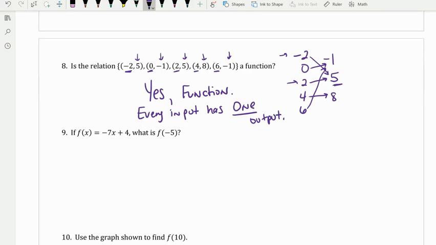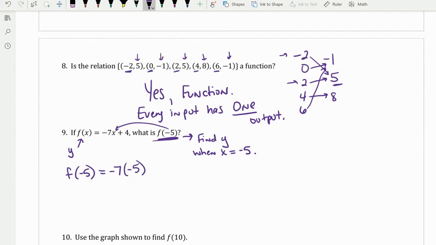Okay. All right, the next one, f of -5, it's what we're looking for. Remember, this just means find the y value when x equals -5, right? So find y when x equals -5. That's what that means. And remember, f of x is another way to say y. So basically, if I want f of -5, all we have to do is take that -5 and plug it in for x. So I'm going to do -7, plug in -5 for x, plus 4.